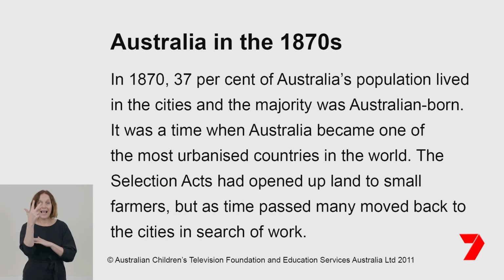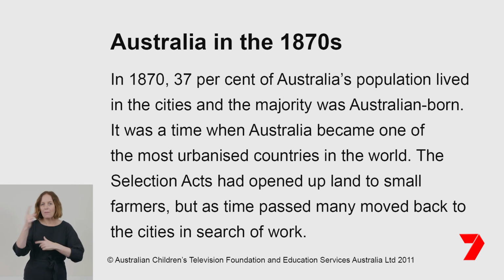Australia in the 1870s. In 1870, 37% of Australia's population lived in the cities and the majority was Australian born. It was a time when Australia became one of the most urbanised countries in the world. The Selection Acts had opened up land to small farmers, but as time passed, many moved back to the cities in search of work.